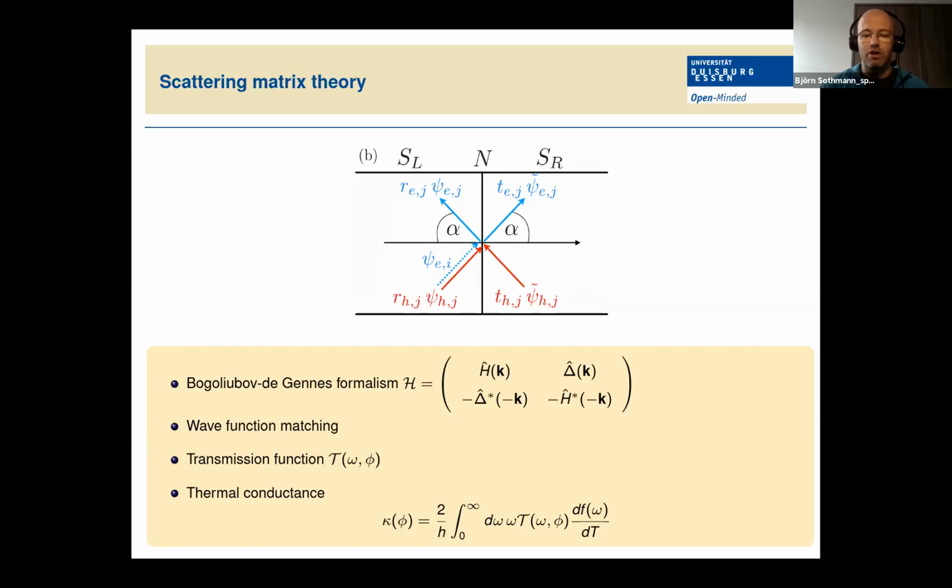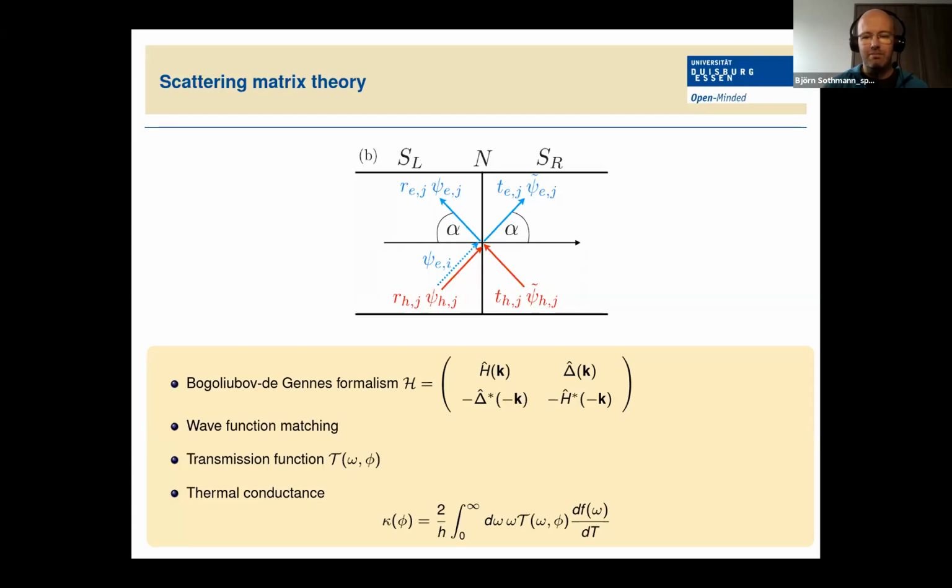We can then solve for the eigenstates of this Hamiltonian and construct scattering states out of this by the standard procedure of wave function matching, which will give rise to certain reflection and transmission amplitudes. From these, we can then calculate the transmission function that will in general depend on both energy and the phase difference. And once we know the transmission function, we just have to solve this standard integral to obtain the phase-dependent thermal conductance.